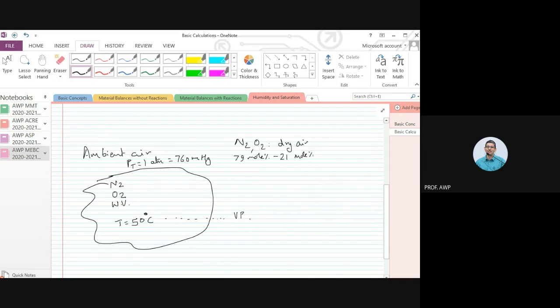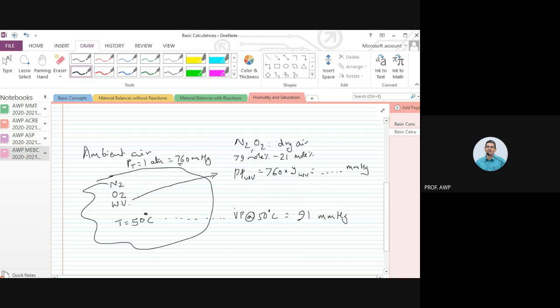Now, what is the vapor pressure at 50 degrees centigrade? This is 91 mmHg. But if I take a sample of the air and calculate the mole fraction of water vapor multiplied by the total pressure, that is 760 multiplied by the mole fraction of water vapor. That gives so many millimeters of mercury. This is our partial pressure of water vapor.